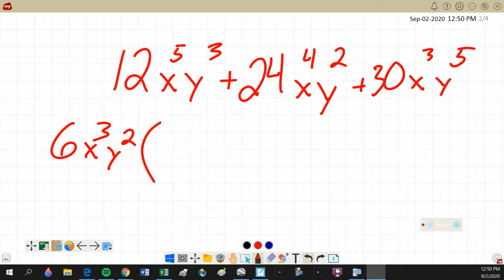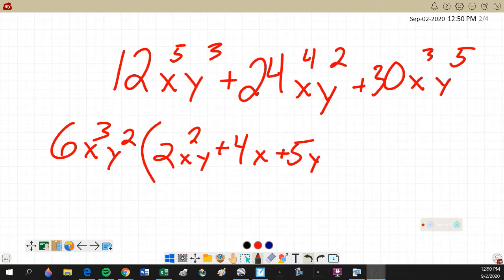So 12 divided by 6 is 2. I bring out a triple x and a y. Does that make sense? Okay, and then 4x, and the y's both come out, and then plus 5y to the third. Good?